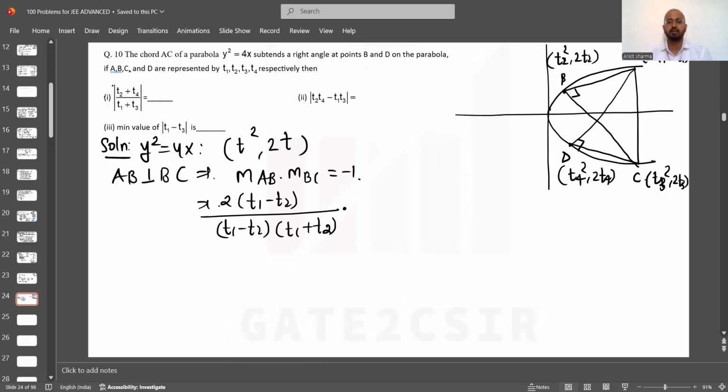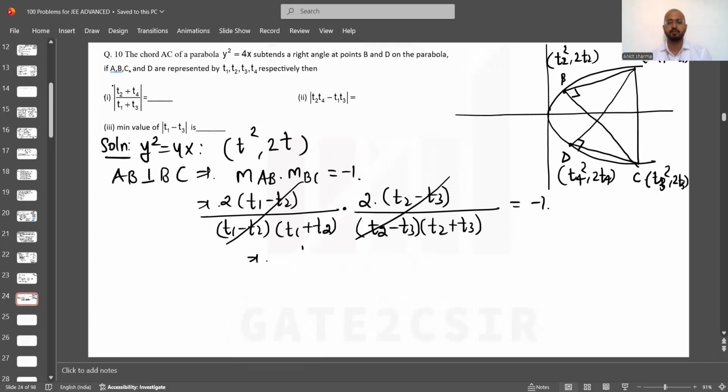And then the next one, slope of BC, is 2 times (t2 minus t3) upon (t2 minus t3) into (t2 plus t3). This will be equal to minus 1. So this gets cancelled, this gets cancelled. From here I get (t1 plus t2) into (t2 plus t3) is equal to minus 4, for this one.